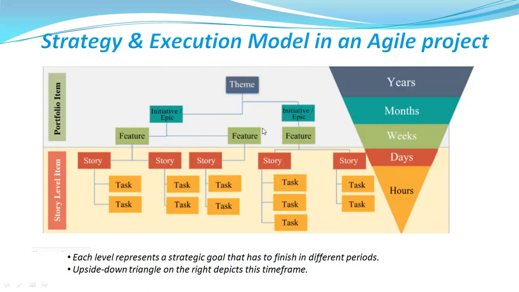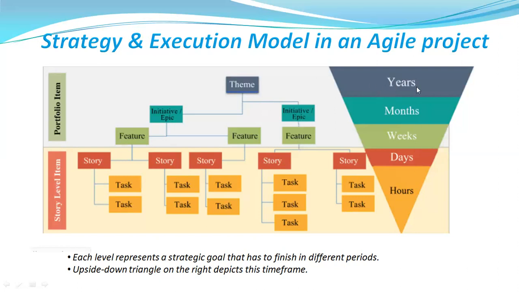Here you can see this diagram. This is a portfolio level diagram. Portfolio level means multiple teams may be working towards a common goal. When it comes to story level, it will be team level, mostly only for your team. The portfolio will be across the organization. So this is the execution model and this is the timeline.